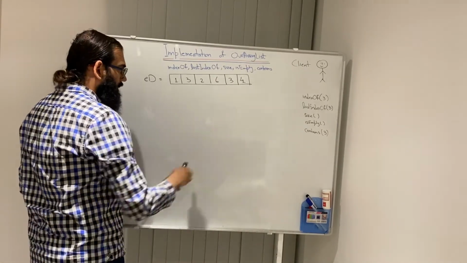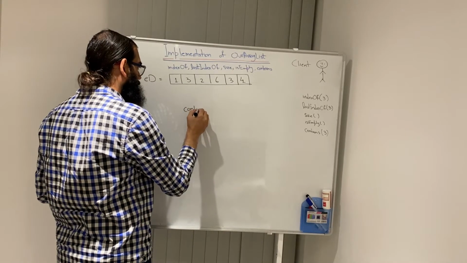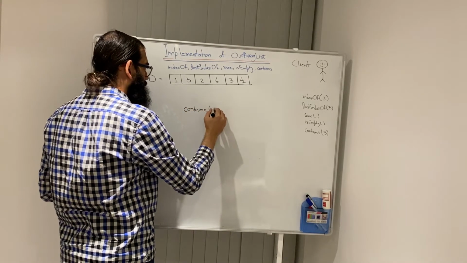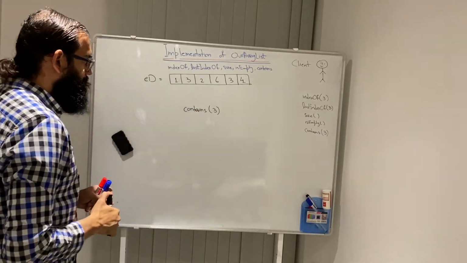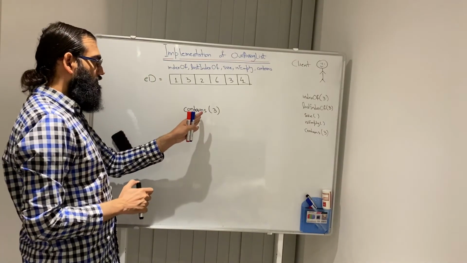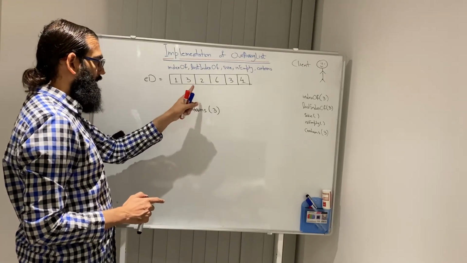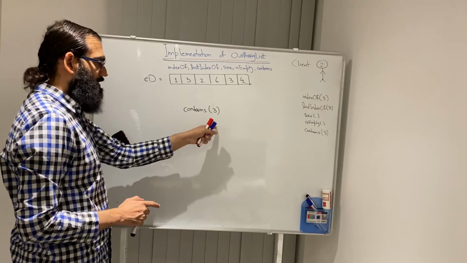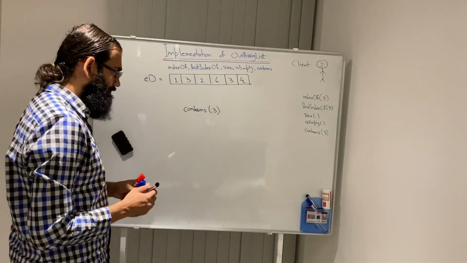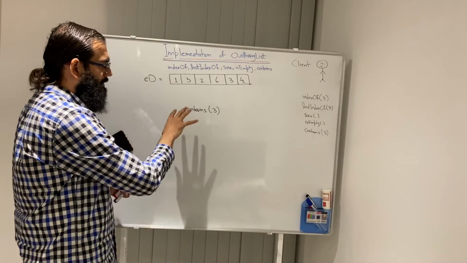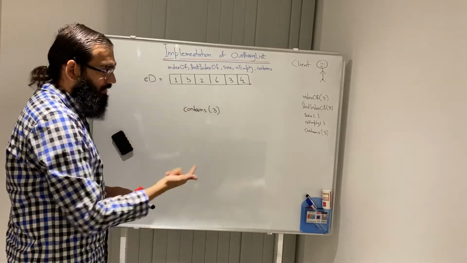Now in case of contains, say 3. In this case, we will go to the indexOf method. IndexOf will start. IndexOf says, okay, I have it at index 1. It will check whether 1 is greater than or equal to 0. Yes, so it will return true. So again, it's a big O of n operation.